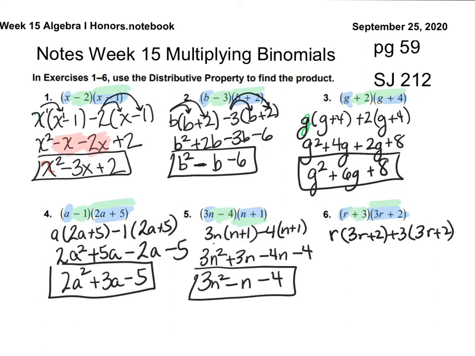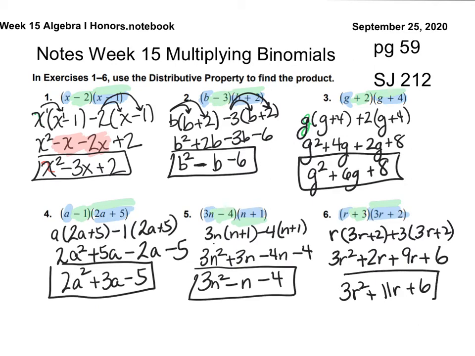Distribute. r times 3r is 3r squared. r times 2 is positive 2r. 3 times 3r is positive 9r. 3 times 2 is positive 6. Combine like terms. 3r squared, 2r plus 9r is 11r, plus 6. That's how you do multiplying binomials using the distributive property.